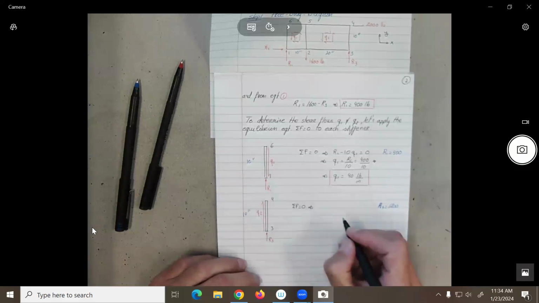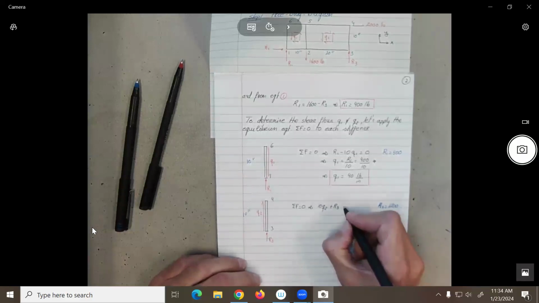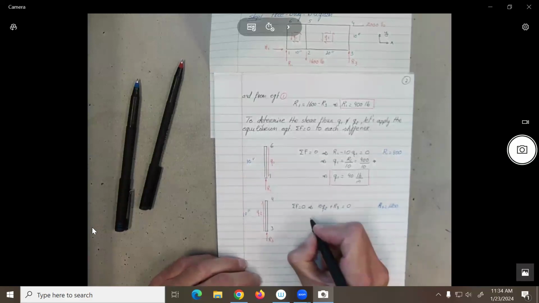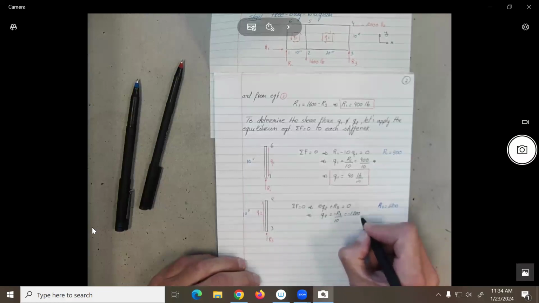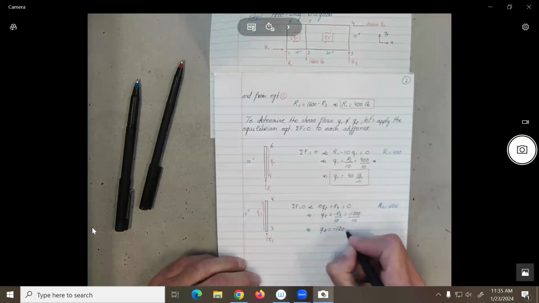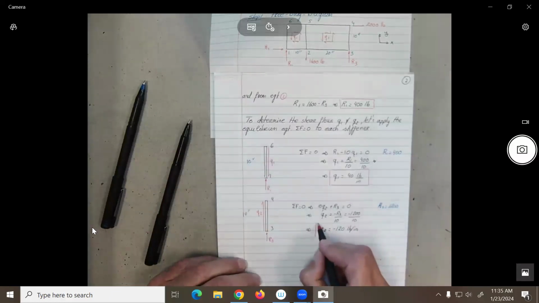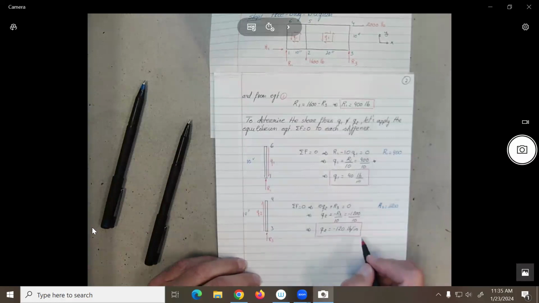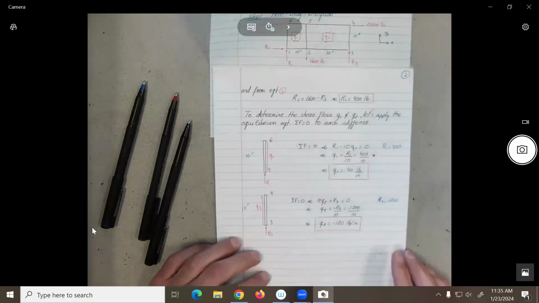What are we going to get? Then Q2 plus R3 equal to 0, which will give you Q2 is equal to negative R3 over 10, which will be negative 1200 over 10, or this will give you that Q2 is equal to negative 120 pounds per inch.